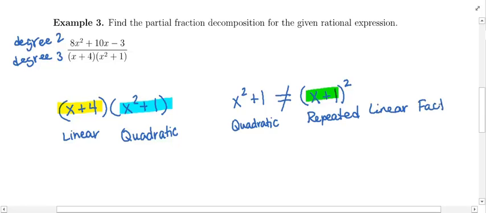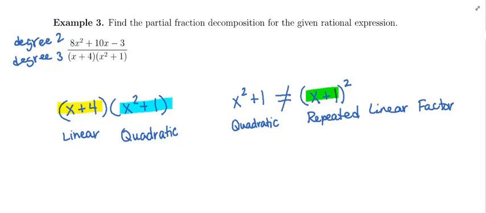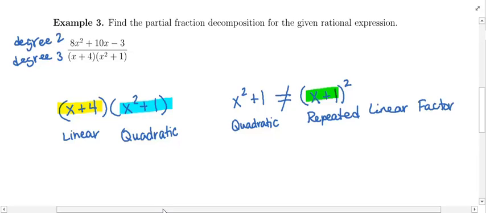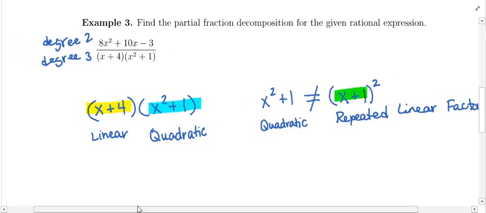You absolutely have to understand the difference between the two: when something is quadratic and when something is repeated linear. Please understand the difference there. If you don't understand, ask me. Okay, all right, so here we go.